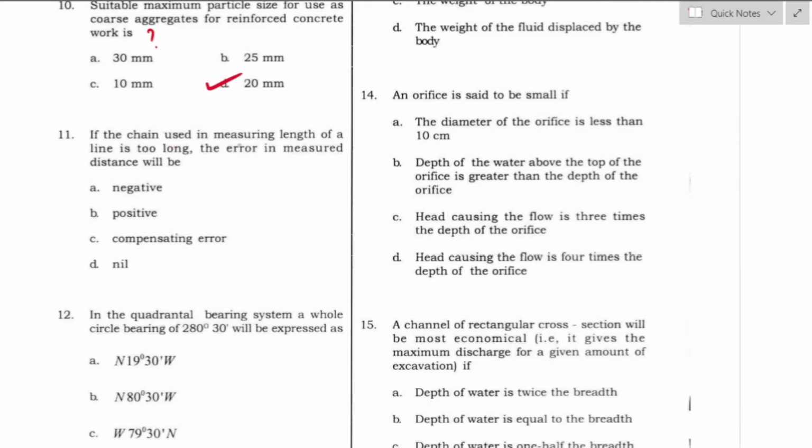Question number 11. If the chain used in measuring length of a line is too long, the error in measured distance will be? If the chain used in measuring length of a line is too long, the error will be negative, and if it is too short, the error will be positive. These are the two conditions for measuring length of line. So in the given question it is asked for the too long chain, so the error will be negative. Option A is the right answer, negative.